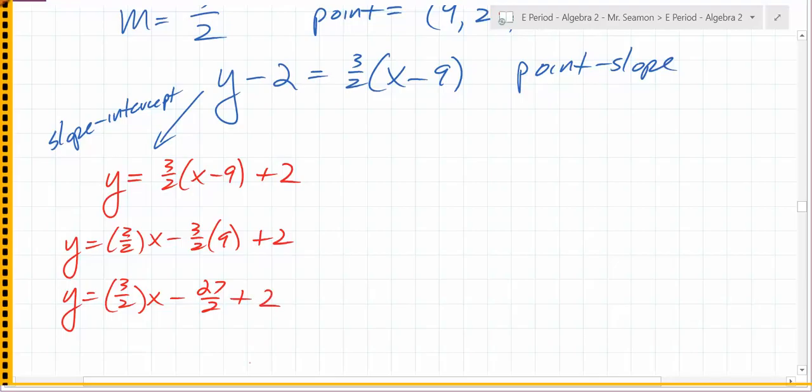Right. And then what's the last thing you have to do here, Milo? It's not quite there yet. There's 3 things. What do we have to combine? The 27 over 2 and the 2, right? So we need a common what? How many halves are there in 2?